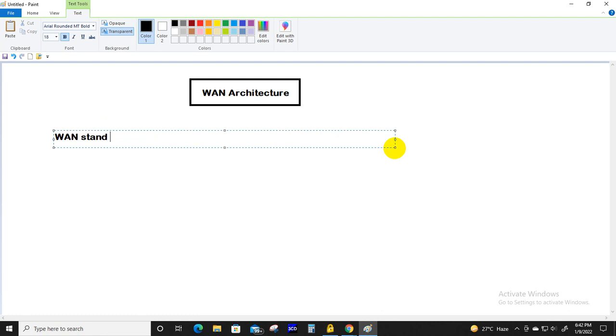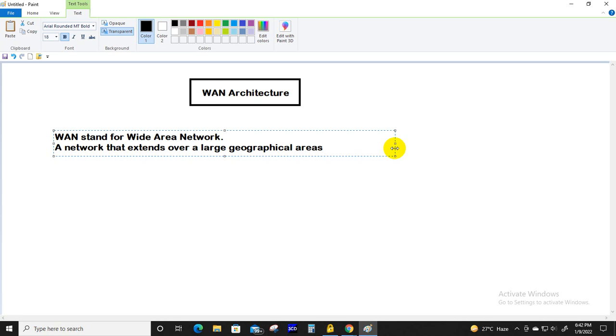WAN stands for Wide Area Network. That means a network that extends over large geographical areas, like between cities, or between states, or between countries.